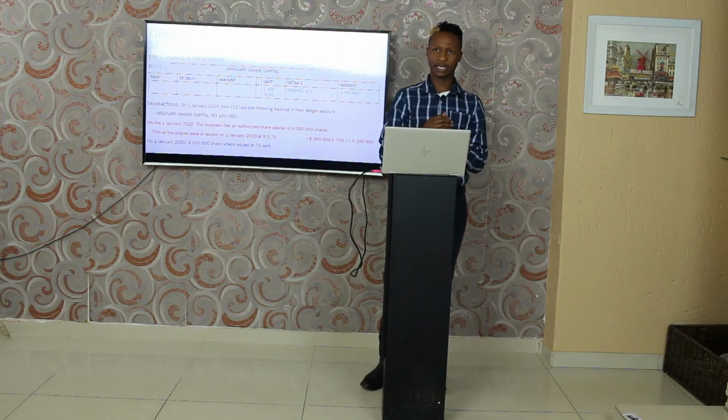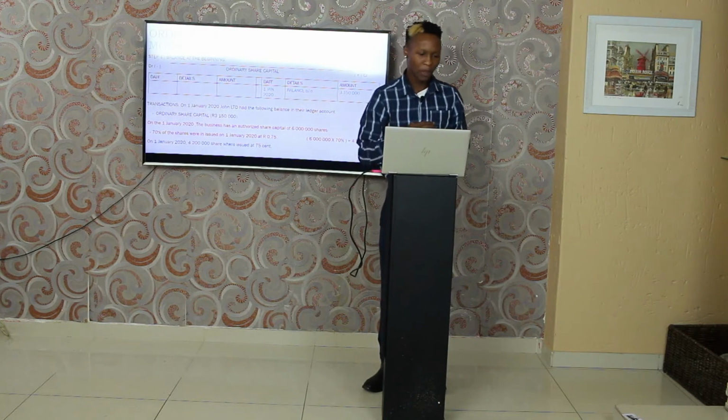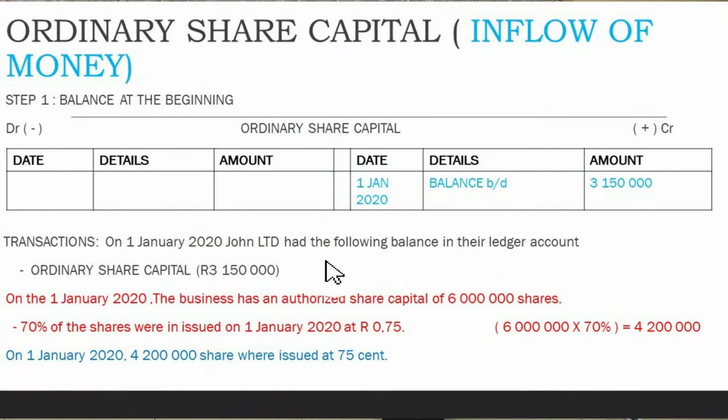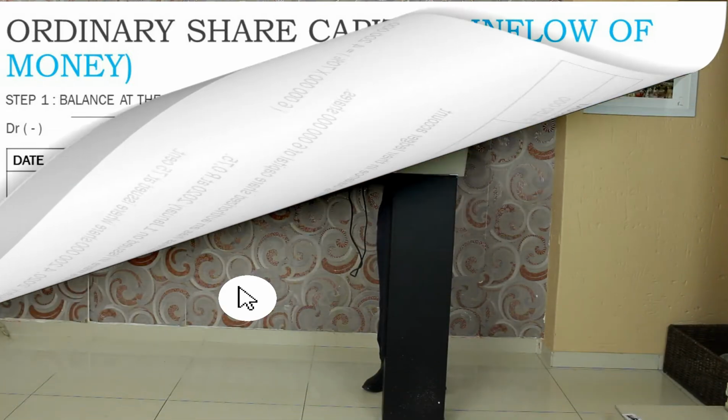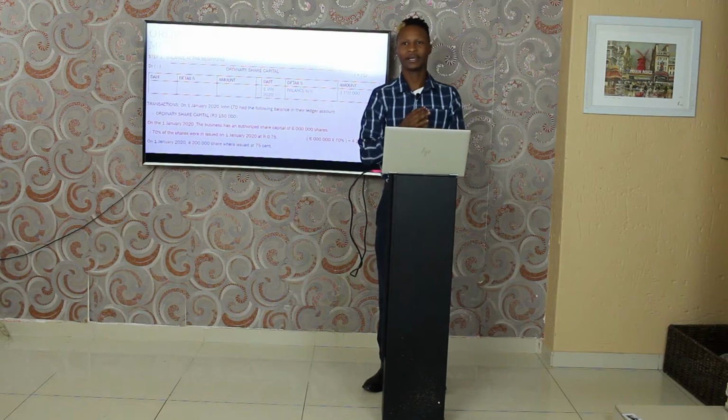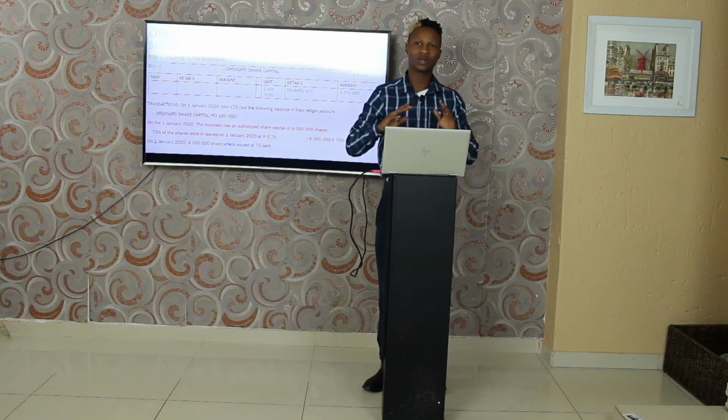They will give you a transaction. For example, they will say that on the 1st of January 2020, John Ltd had the following balance in their ledger account, like it's given already. It's 3,150,000. You just take that 3,150,000 and record it on the credit side of ordinary share capital. That's all you must do. You just take it because it's given.